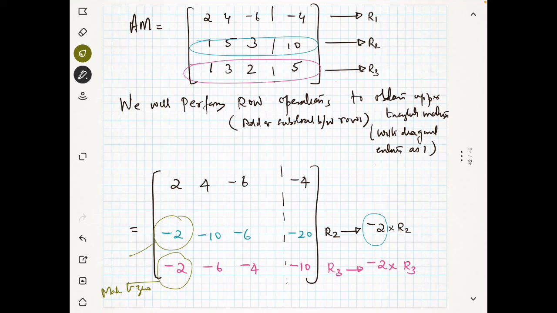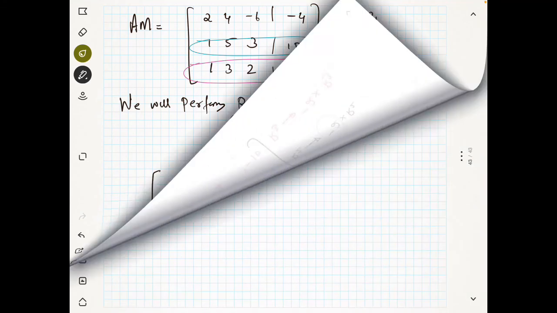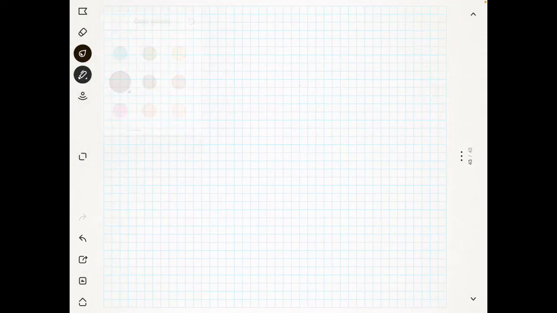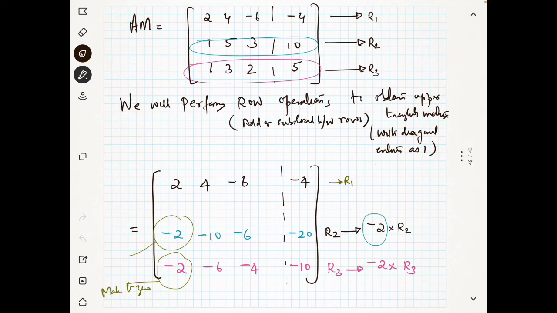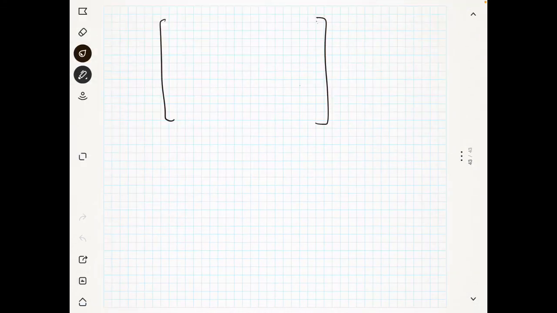This is my row 1, and there is no change for row 1. I will keep my row 1 as such. It's 2, 4, minus 6 and minus 4.